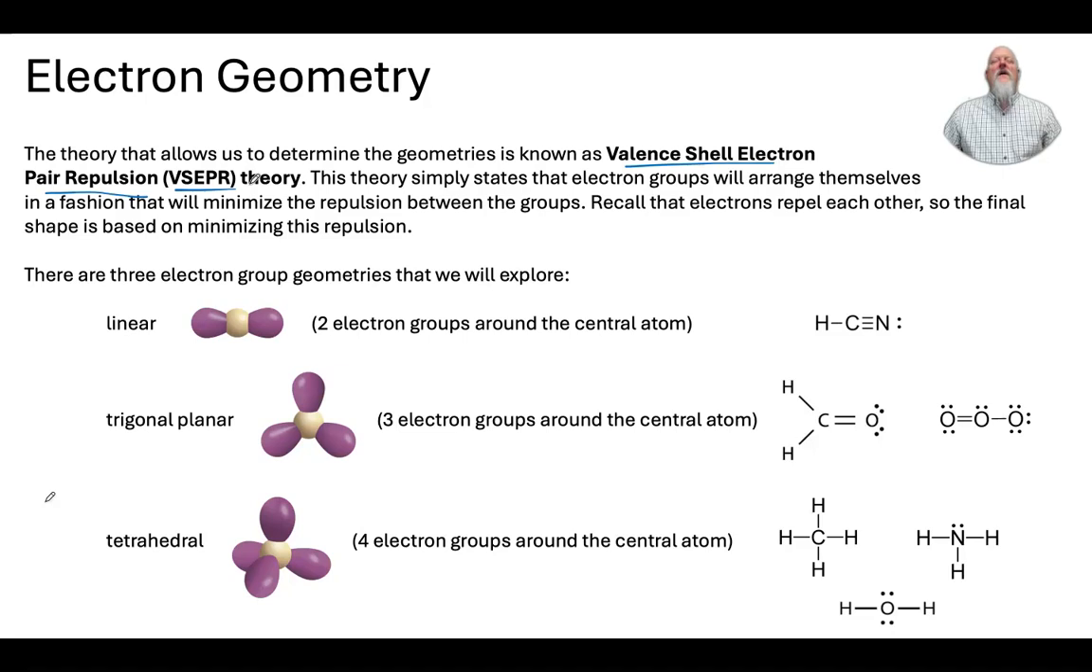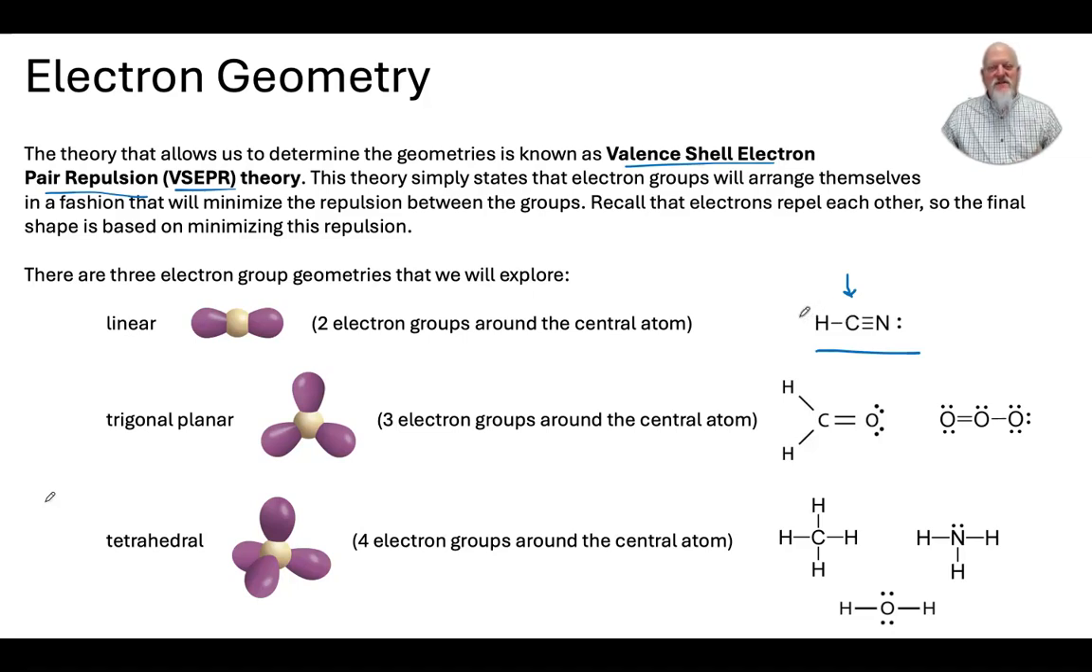So I've got electron groups around a central atom, and they're going to move around until they get to a point where the repulsion is at a minimum, what's called lowest energy. All right, so let's take an example. I've got HCN here, and that's the Lewis structure. I'm going to look at the central atom only, which is carbon, and figure out how things are oriented around it.